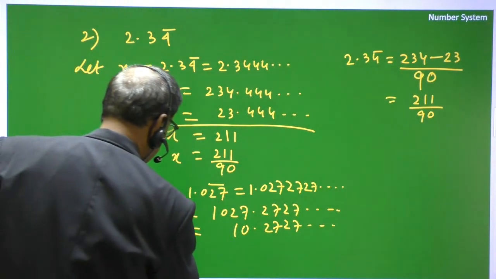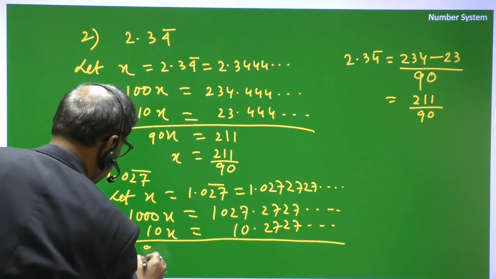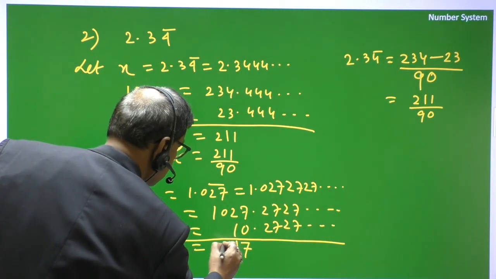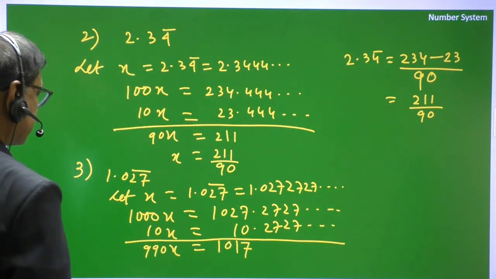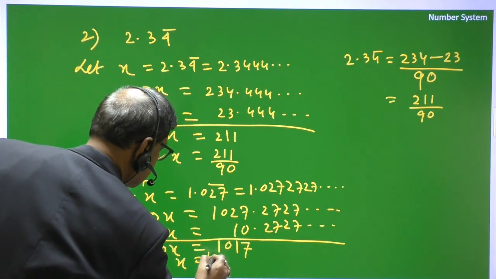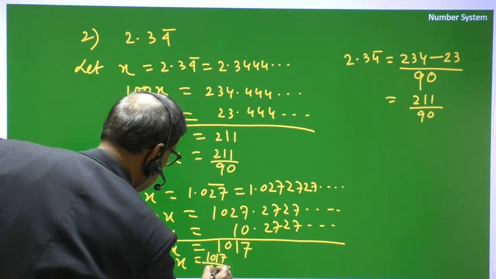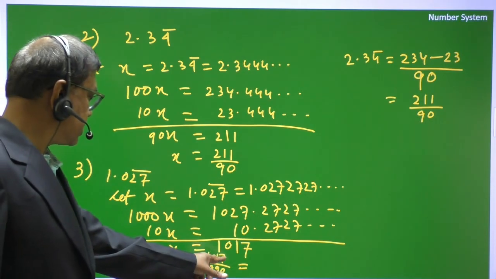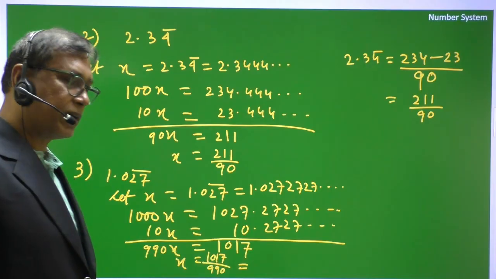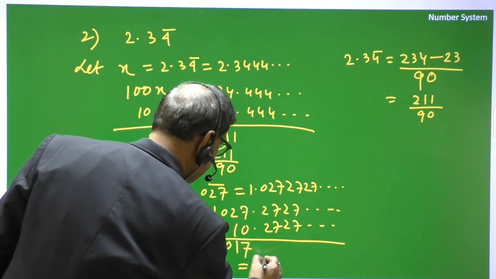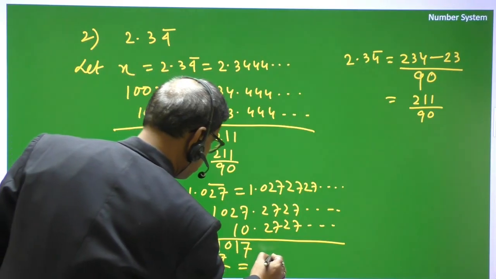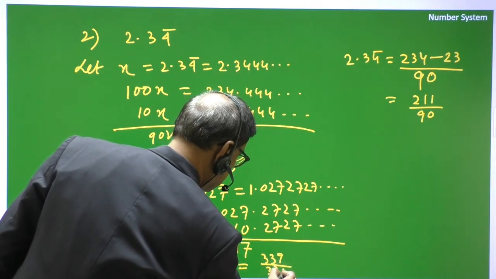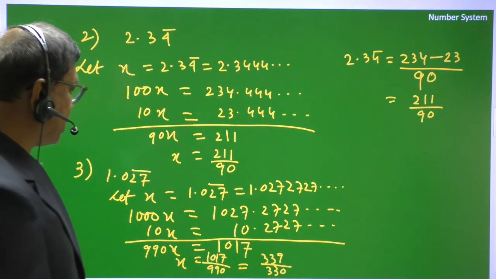So now we can subtract. Subtracting, we are getting 990x, and this part is giving 1017. So x is 1017 upon 990. Is it in lowest form? I think not, because 7 plus 1, 8, plus 1, 9, so it is divisible by 3. So if you divide by 3, 3 3s are 9, 3 3s are 9, and 3 9s are 27, upon 330. I think again divisible by 3.